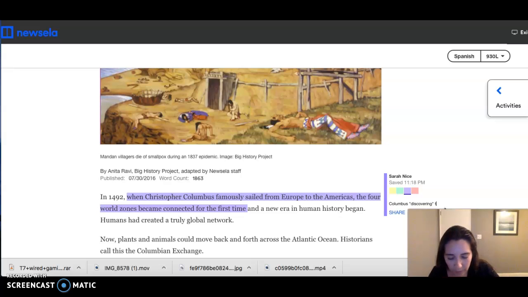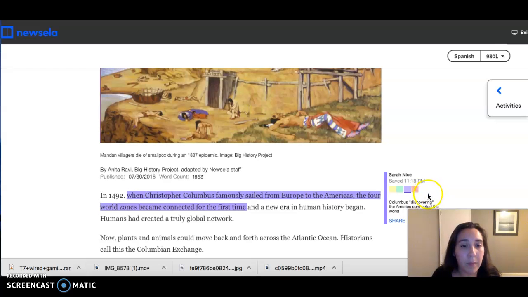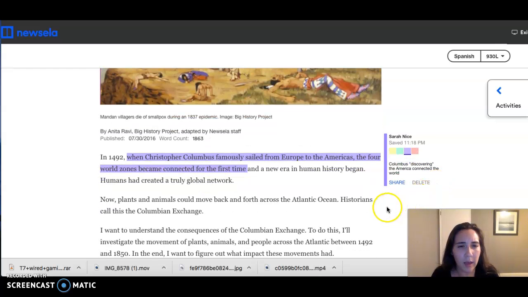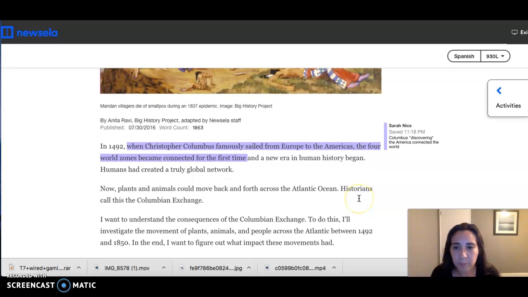So Columbus discovering the Americas connected the world. There we go. And then I have that annotation done and it saves it automatically once I click off of it. So continuing to read the article.